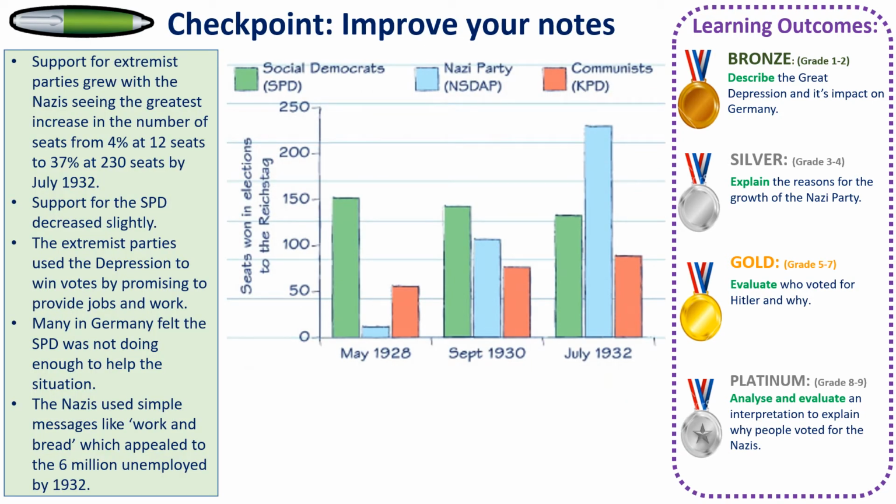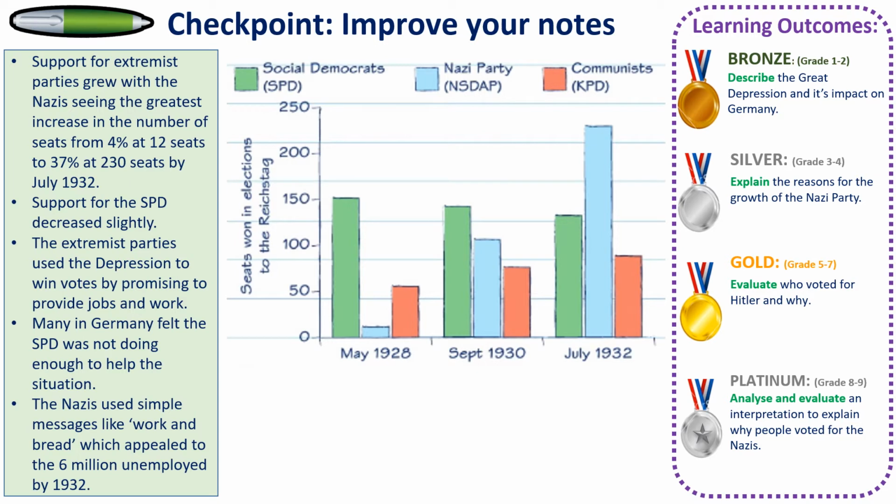Okay, welcome back. Now that you've done the task, you can improve your work in green, and I'll just explain some of the things that we've seen from this graph. So as we can see, after 1928, the support for extreme parties starts to grow. In 1928, the Social Democrats have the majority of seats in Parliament. They've got 150 of them.